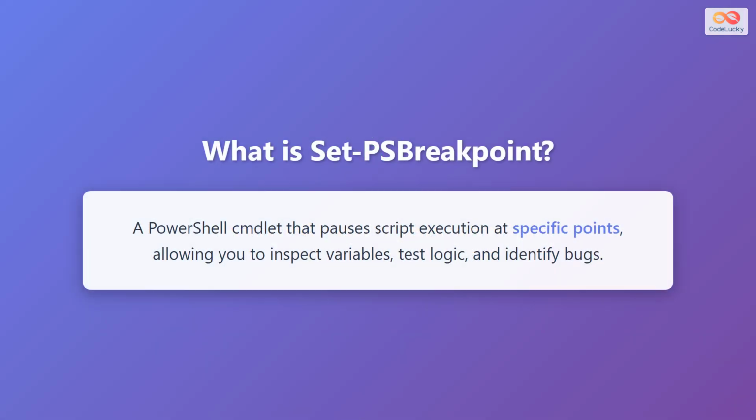Set-PSBreakpoint is a PowerShell cmdlet that pauses your script execution at specific points. Think of it like pressing pause on a video player. When your script hits a breakpoint, it stops running, giving you a chance to inspect variables, test your logic, and identify exactly where bugs are occurring. This makes debugging much easier than trying to figure out problems after the script has finished running.